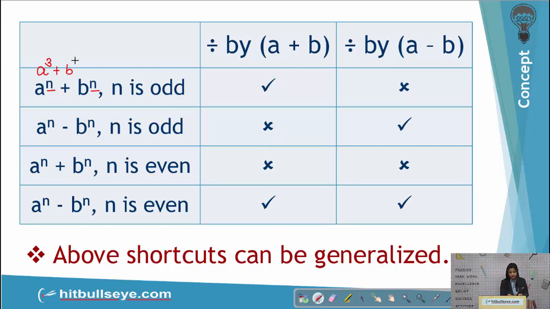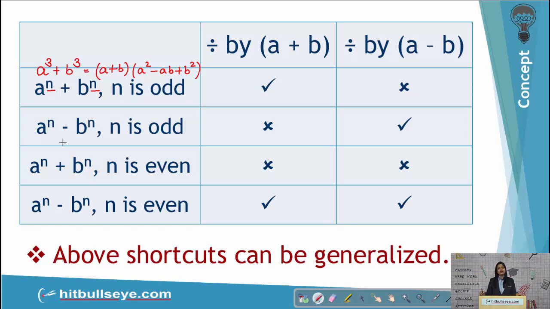It will be a cube plus b cube, where the power is odd. Now, do we have any formula for this? Yes, we do. This is a plus b into a square minus ab plus b square. So, a cube plus b cube is divisible by a plus b. Similarly, a raised to power n minus b raised to power n, where n is odd, will be divisible by a minus b. A raised to power n plus b raised to power n, where n is even, will not be divisible by a plus b or a minus b.